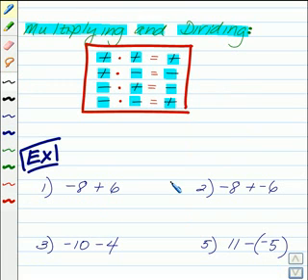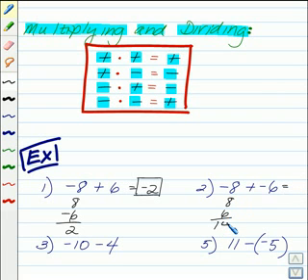-8 plus 6. So we have different signs, so we subtract 8 minus 6, which is 2. So my answer is 2, but I use the sign of the bigger number. 8's larger, so this is a -2. -8 plus -6, the signs are the same, which means I add 8 plus 6. That's 14, so I use the sign, which is -14.